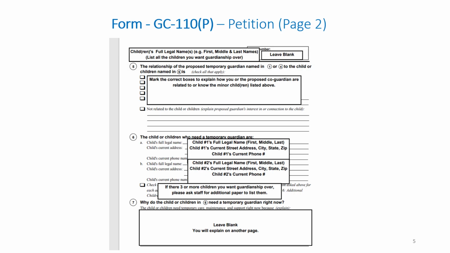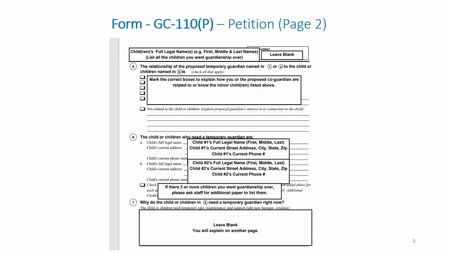Item 7 asks why the child or children need a temporary guardian right now. If you are using our Self-Help Center form packet, you can leave this section blank because you will provide this information on a separate attachment form. If you are not using our form packet, then provide this information in the space provided, and, if you need additional room, continue on a separate page.